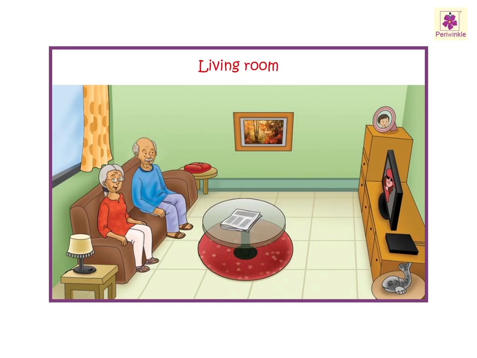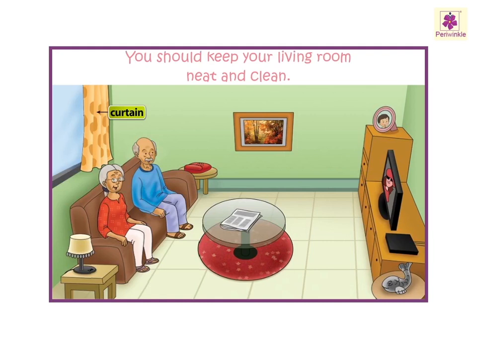Home. Let us look at Rohan's living room. The following things can be seen in a living room. Sofa, corner table, telephone, center table, rug, television, curtain. You should keep your living room neat and clean.